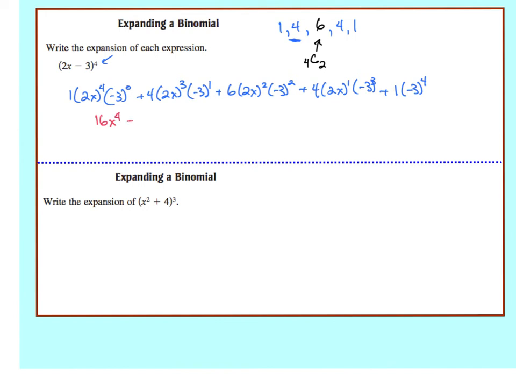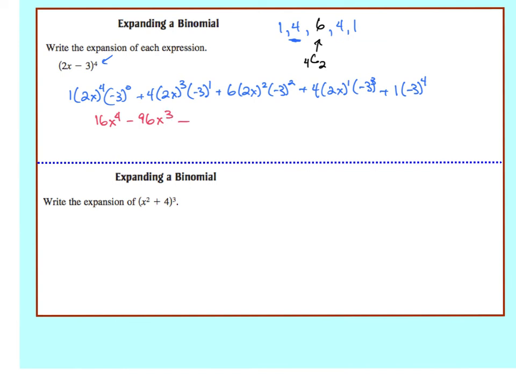And then, well, it's actually going to be minus. So then we have 2 to the power of 3, which is 8. 8 times 4 is 32. 32 times -3 is -96x to the power of 3.